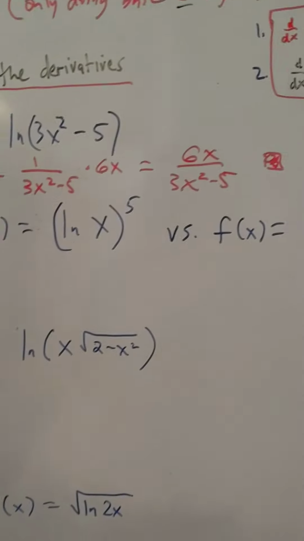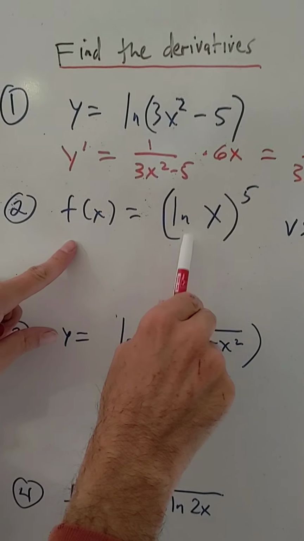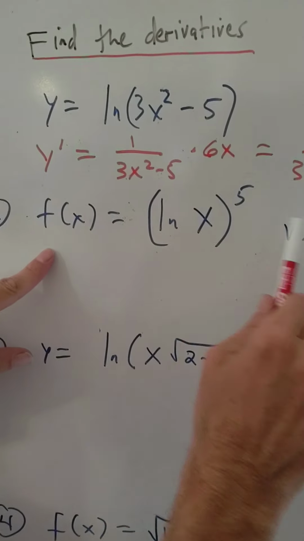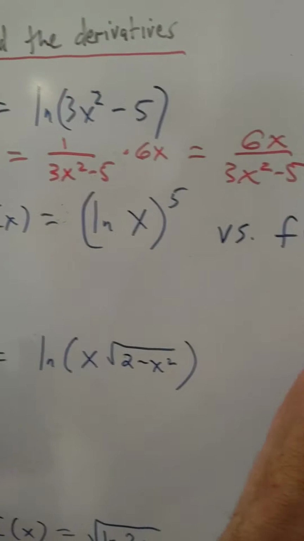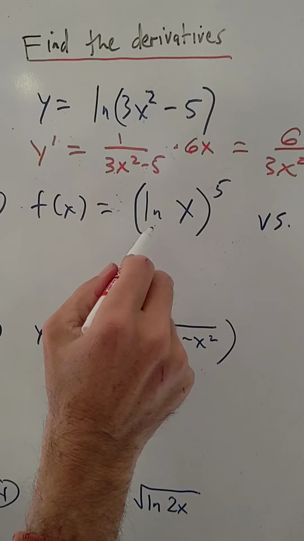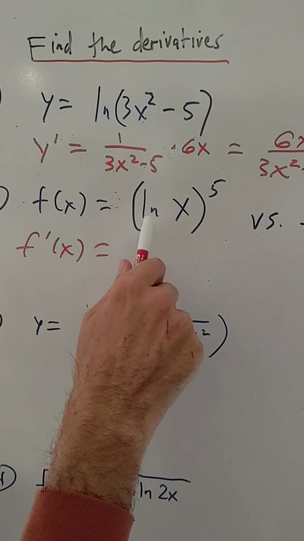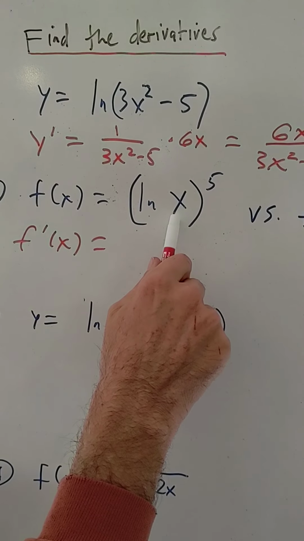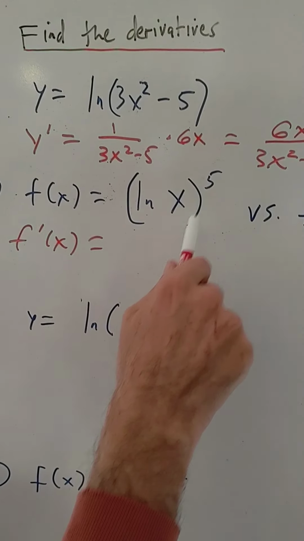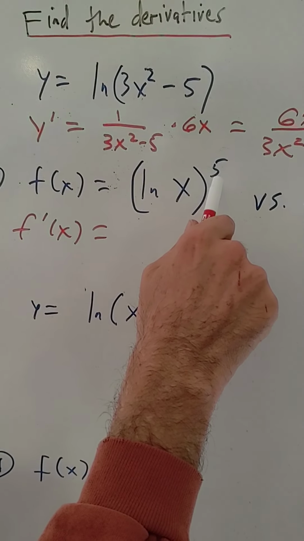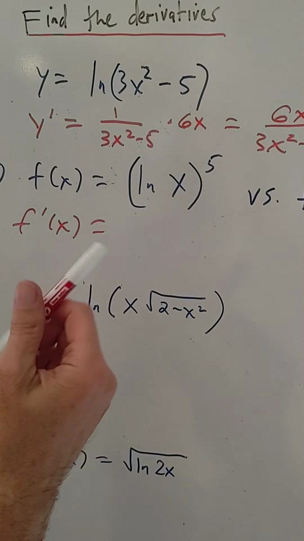Okay, let's go to the next problem. These look similar: ln of x to the fifth versus the ln of x, to the fifth. So let's see how we handle these. Let me do this one first. f prime of x equals, notice the argument of this log is simply x. That's the argument, and the whole thing is raised to the fifth power. So we're going to have to use the power rule in conjunction with the chain rule.